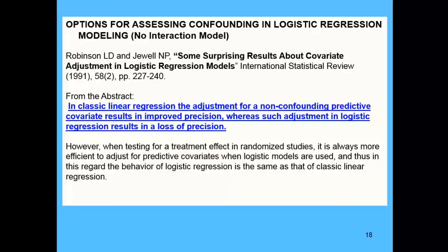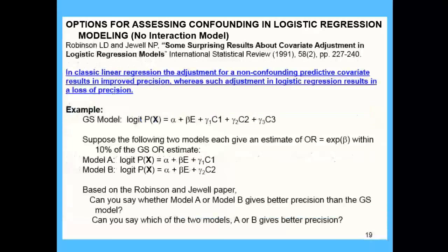So for linear regression, that's what it says. It says in classical linear regression, the adjustment for a non-confounding predictive covariate results in improved precision. If you had a variable like age and it was a strong predictor, typically what happens if you put it in, you gain something more than just controlling for confounding. Well, it turns out this paper that was written, called Some Surprising Results About Covariate Adjustment in Logistic Regression Models, they made the following statement.